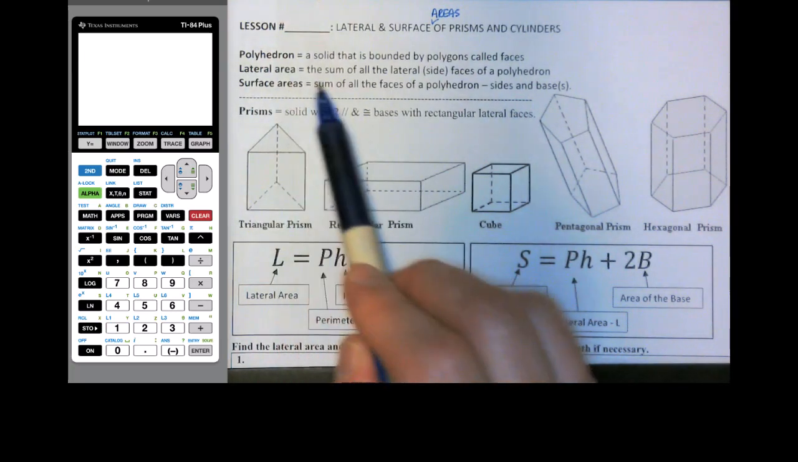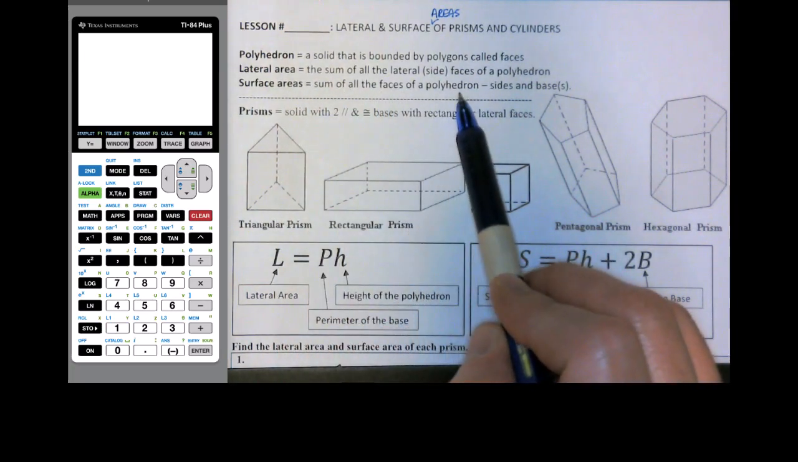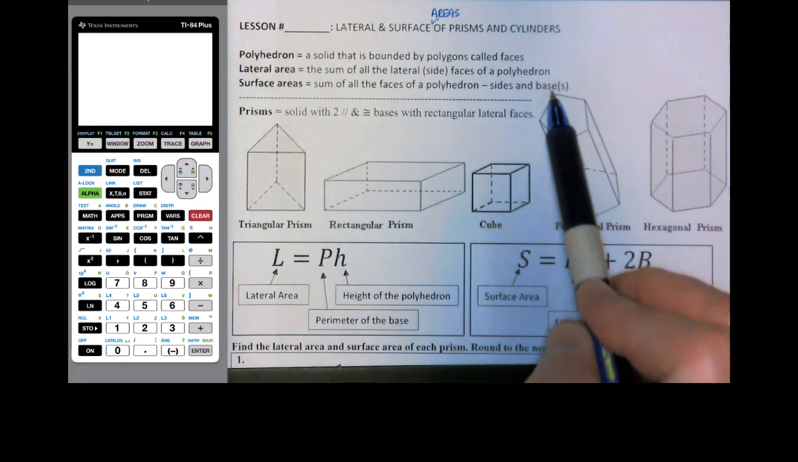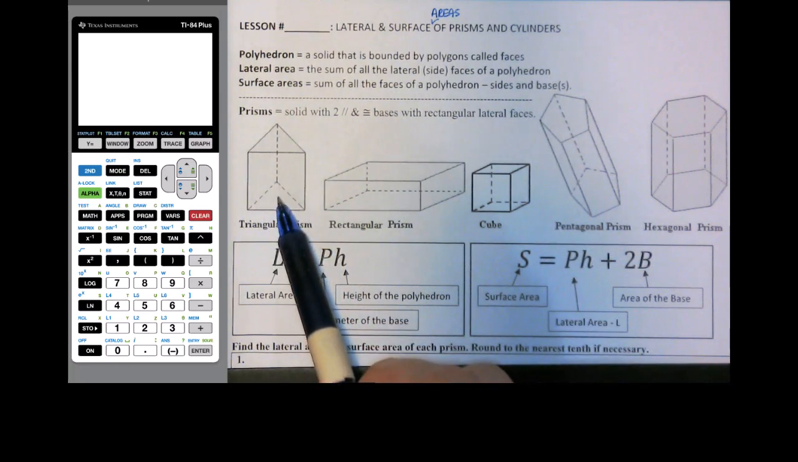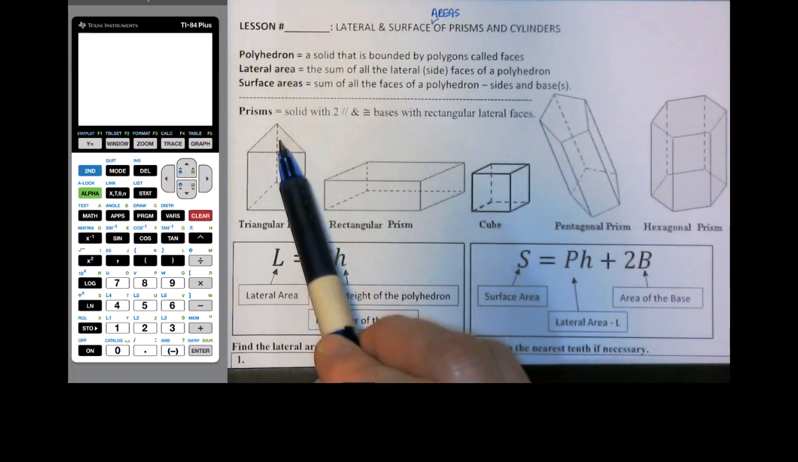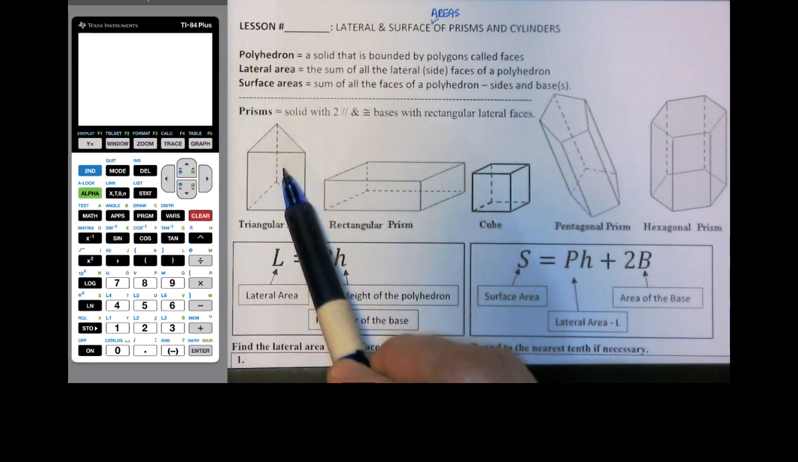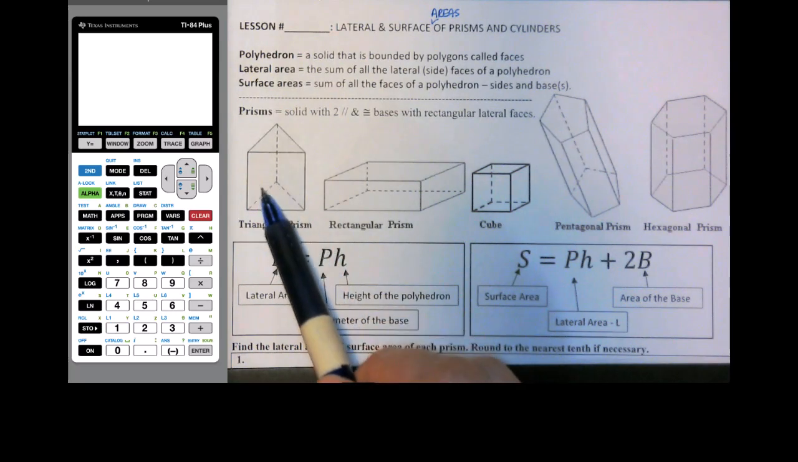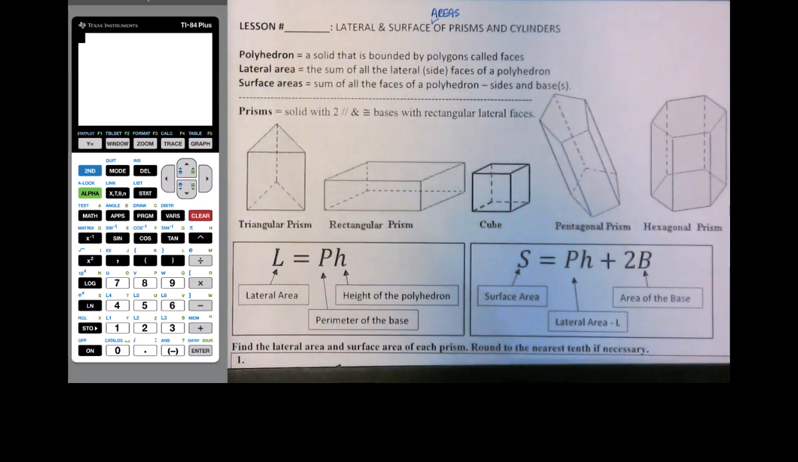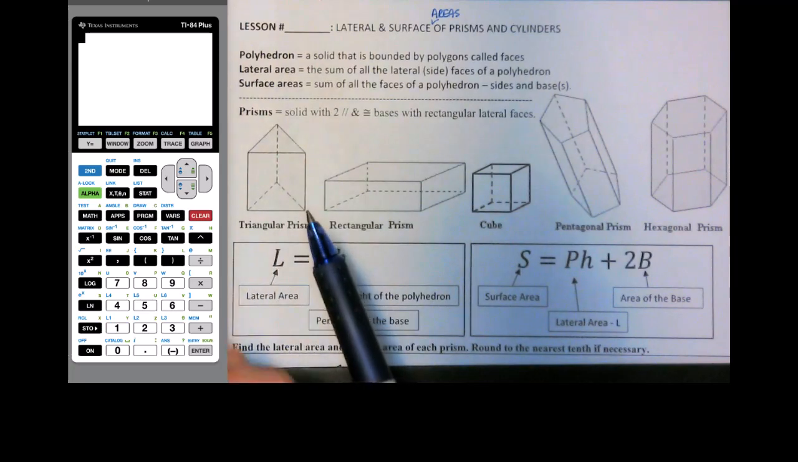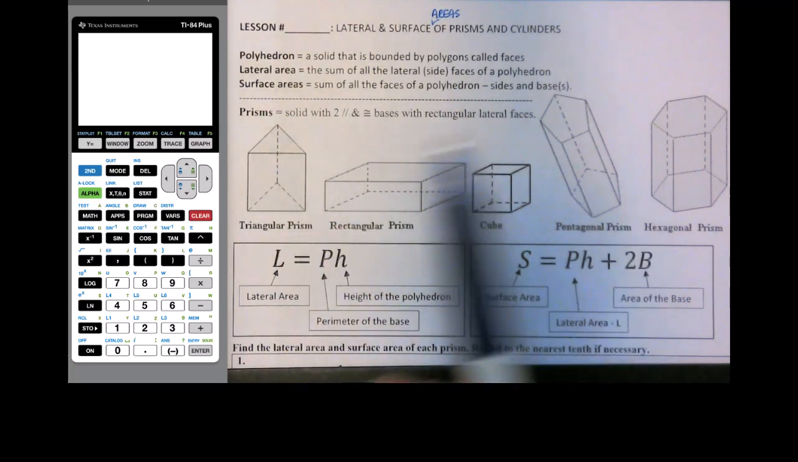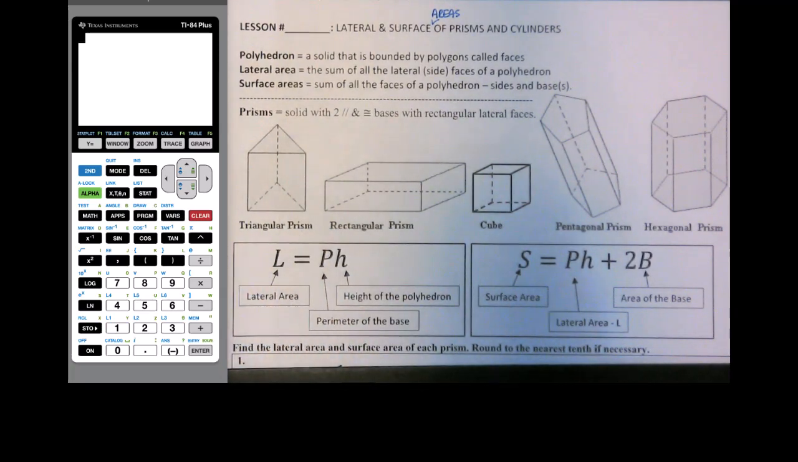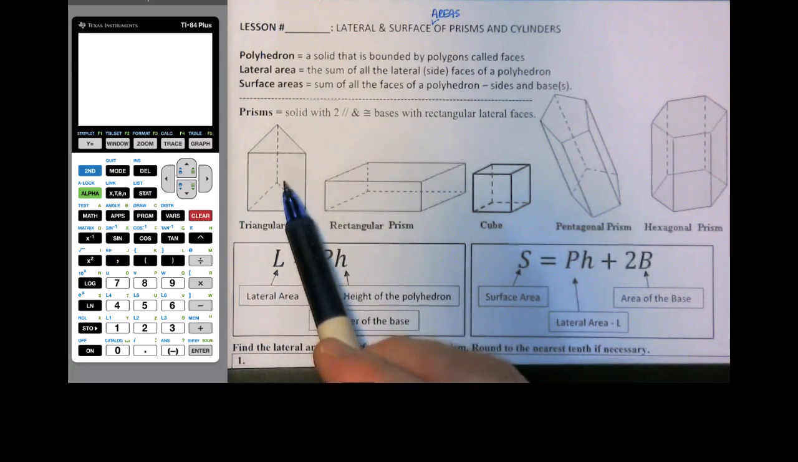And then surface area is the sum of the faces of polyhedrons, sides and bases. So if you notice right here, we have the triangular base, and that's parallel to the top here. So when we do surface area, that means we're going to do all the sides plus the bottom plus the top. Okay, so all the faces added together. In other words, if you were going to wrap this object, how much paper would you need to cover all the sides?